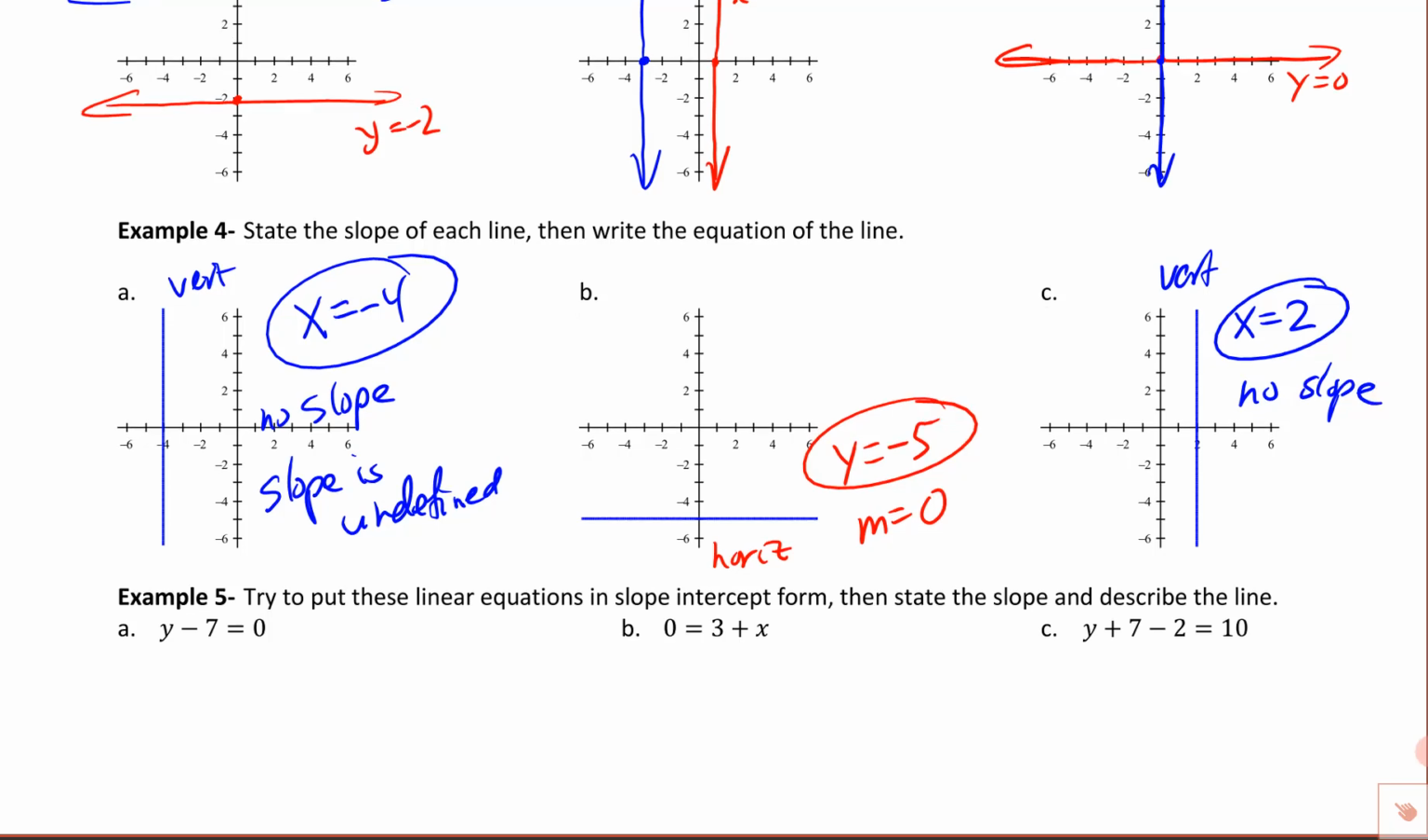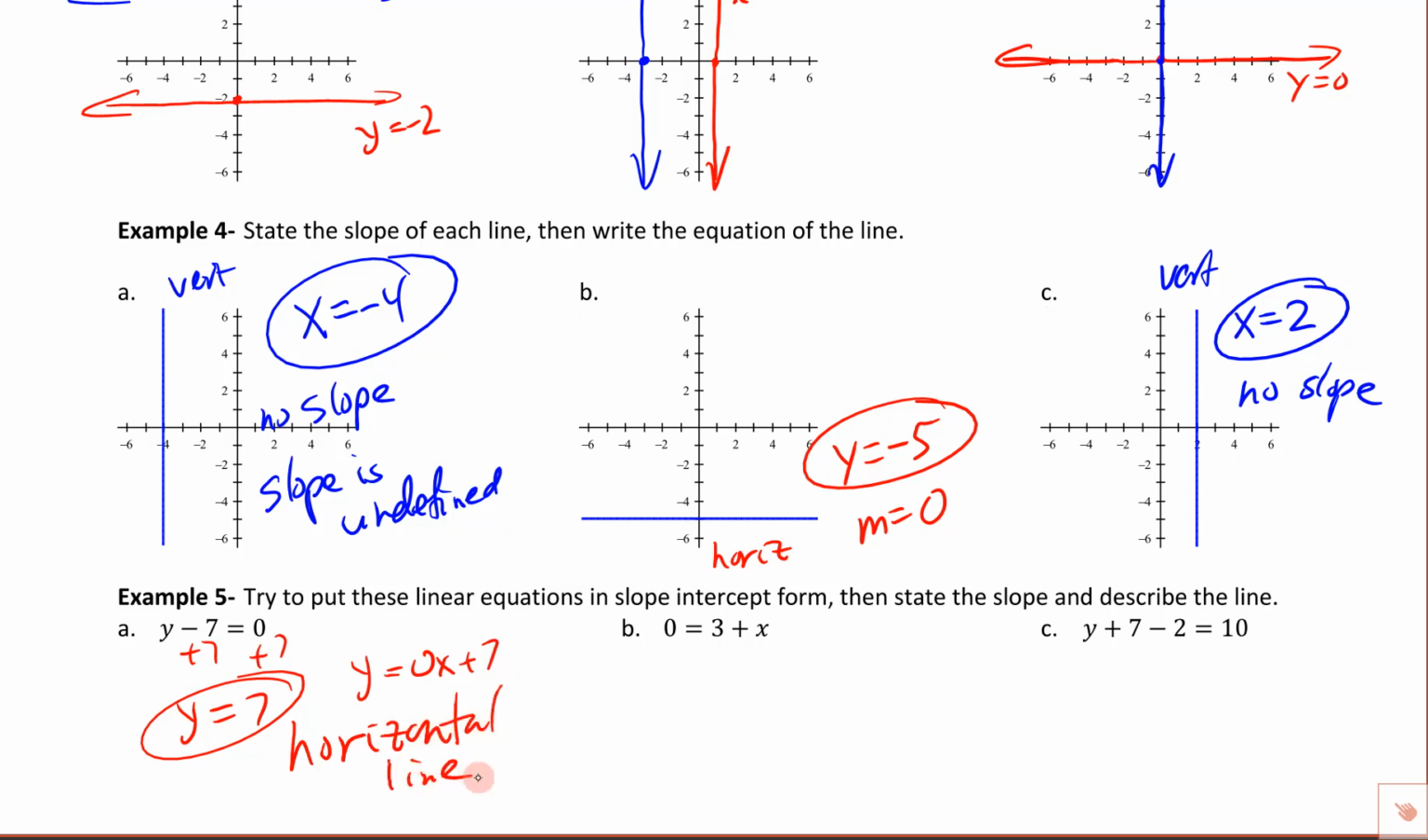Okay, let's take a look at the last one. It says try to put these linear equations in slope-intercept form and then state the slope and describe the line. Okay, so if we can, let's go ahead and do that. Notice this one has a y, so I can get y by itself. So I'm going to add 7 to both sides. So I get y equals 7. If I had to put it in slope-intercept form, I could write this. I'm going to leave it in that simplified form. And remember, if it's y equals a number, it's this type of case right here. It's a horizontal line. So horizontal line. Okay, so we've described it. And the slope on this one, I guess we should say that the slope is 0. Okay, so we'll do that and we'll do that.